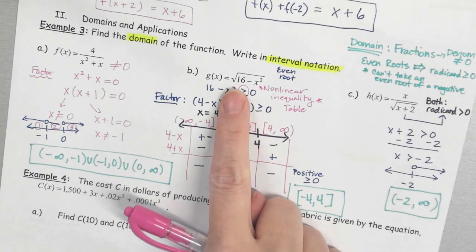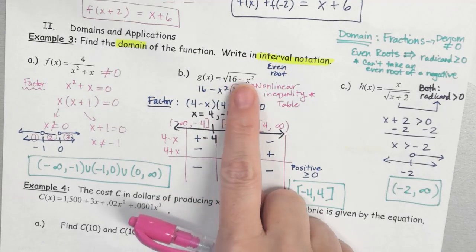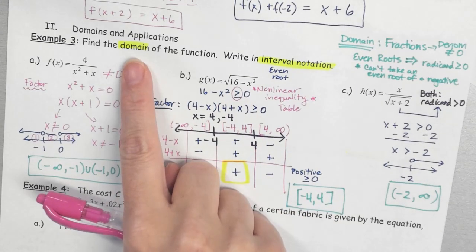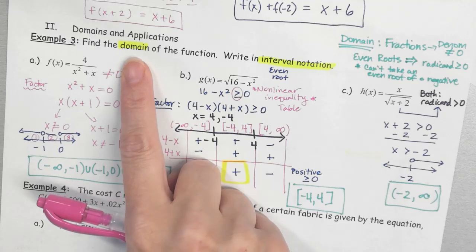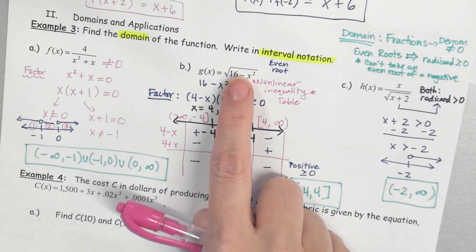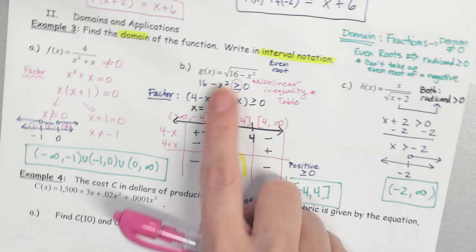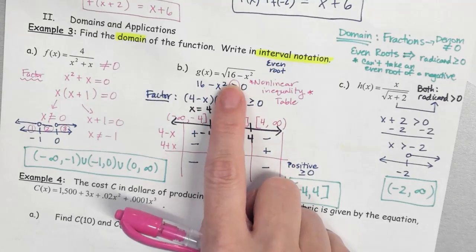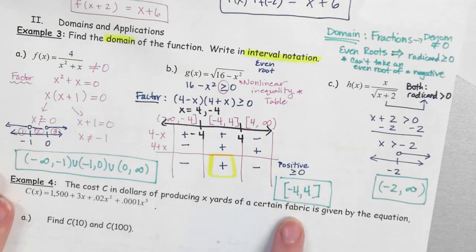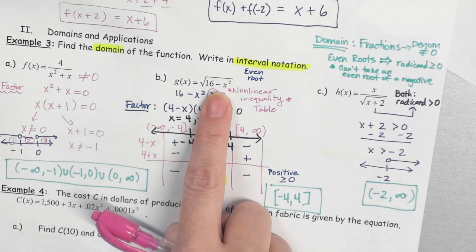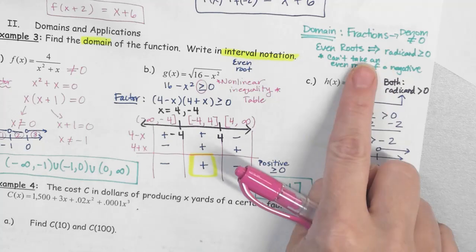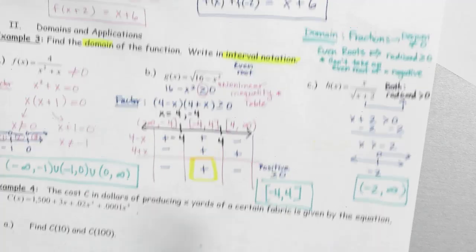But remember, for these, we're not trying to solve for x, we're trying to find the domain. So we're trying to figure out what the possible values are, right? Which is why I don't even take the square root here, because I'm not trying to undo the square root. I'm just trying to find out what values for x are going to make this true. So in that case, we're using these rules to help us find what the possibilities are.